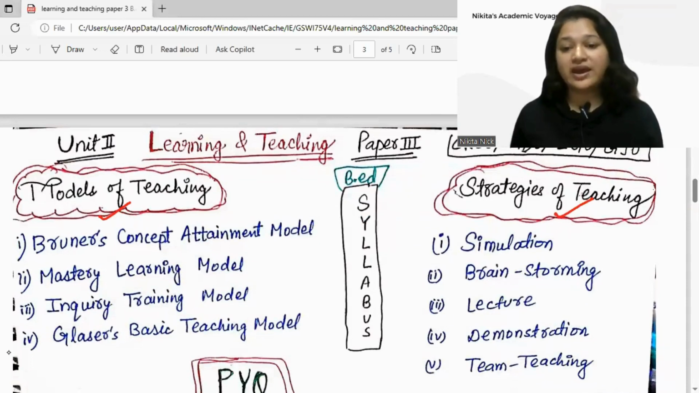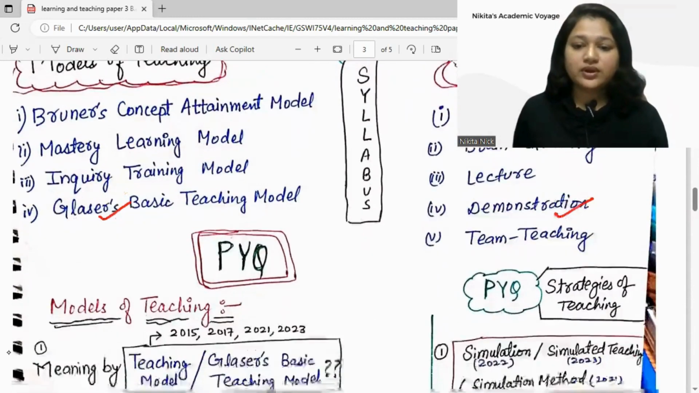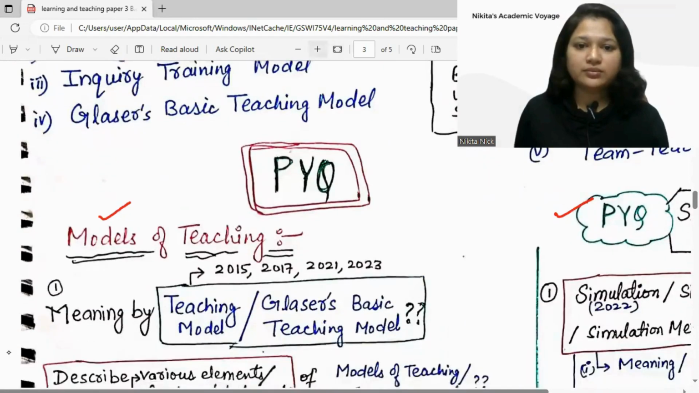In strategies, we have simulation, brainstorming, lecture, demonstration, team teaching. It's obvious from the words, and you can explain it in your own words if you understand it. This is about the syllabus. Now I'm going to show you which questions came in your examination and how many times. So let's see this one.